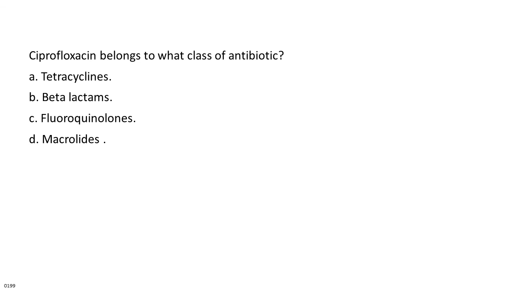Ciprofloxacin belongs to what class of antibiotic? A. Tetracyclines. B. Beta-lactams. C. Fluoroquinolones. D. Macrolides.